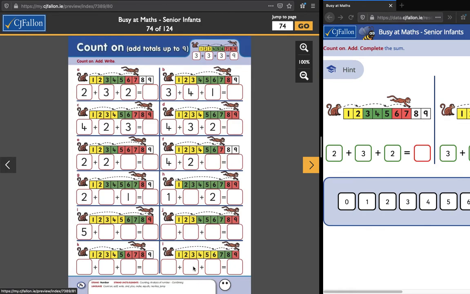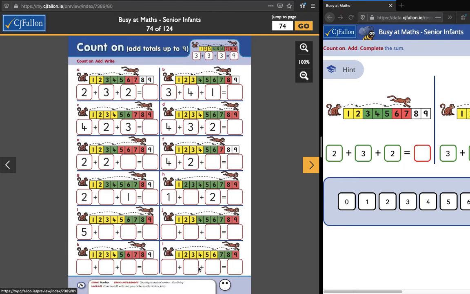Now, for the second square here, so six plus what? He's at six now, and he jumps on one, two spaces. So we write down 2. Make sure you don't write down 8 there because he ends up at 8. He hasn't jumped 8 spaces. He was at 6 and he jumped 1, 2 spaces. So we write down 2.